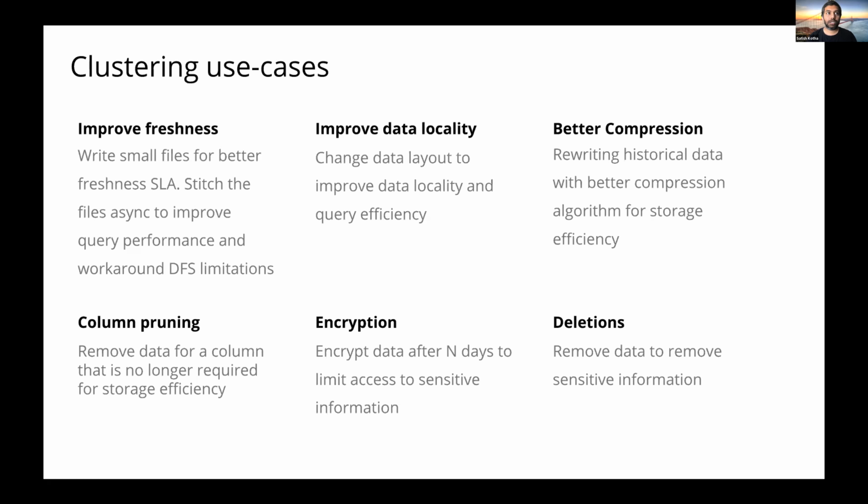Similarly, for storage efficiency, we want to rewrite data using a different compression algorithm or remove certain columns. All this improves the storage efficiency, and especially with a large scale deployment at Uber, this has proven to be very useful, very efficient. Lastly, for compliance reasons, we also had use cases to encrypt data after certain days or delete certain data after some time to restrict access or to comply with local regulations.